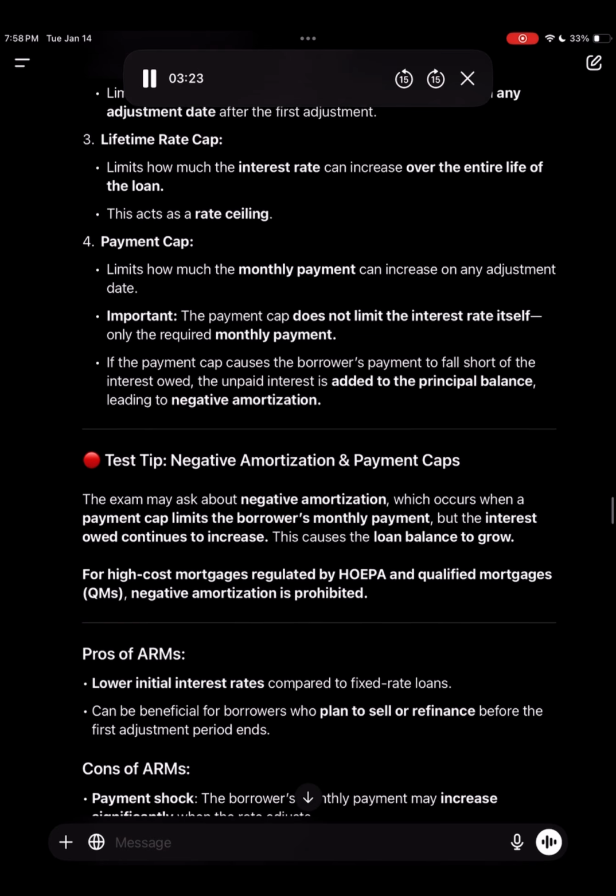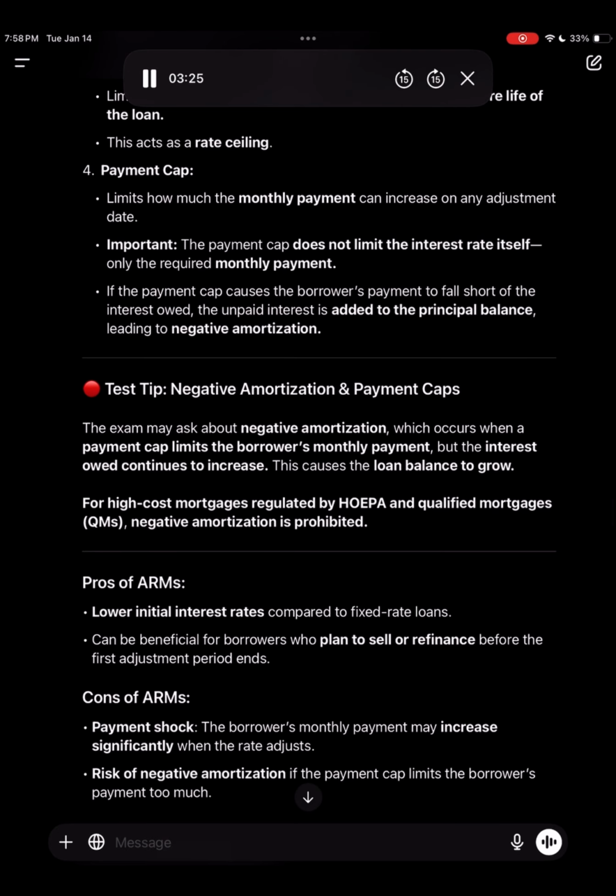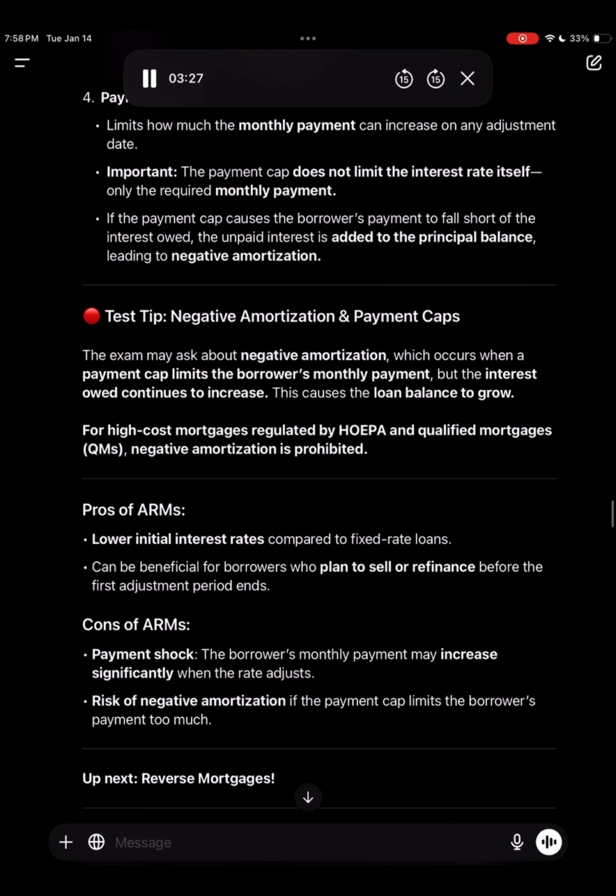Test tip: negative amortization and payment caps. The exam may ask about negative amortization, which occurs when a payment cap limits the borrower's monthly payment, but the interest owed continues to increase. This causes the loan balance to grow. For high-cost mortgages regulated by HOEPA and qualified mortgages, QMs, negative amortization is prohibited.